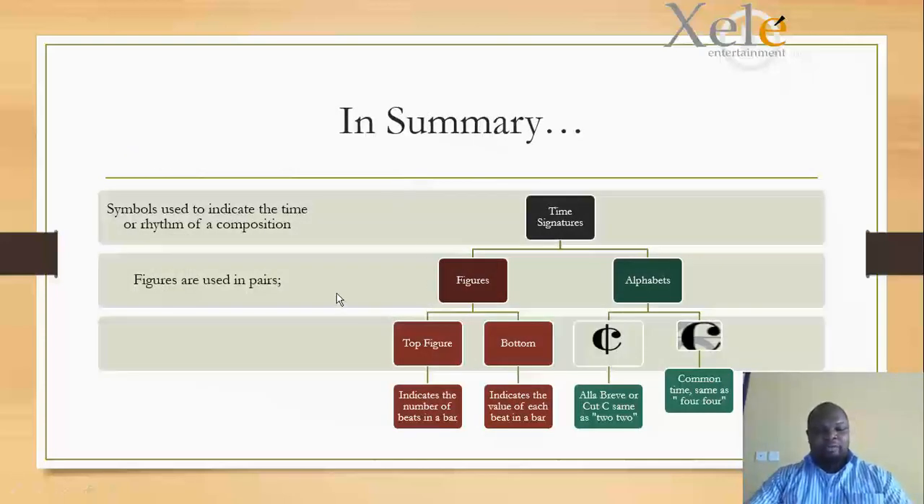In summary today, we have been able to take a look at time signatures. We see that time signatures can be expressed using figures or alphabets. When we have figures, usually one figure is written on top of the other. And for alphabets, usually we have the letter C or some variant of it. Here we have what is known as the cut time or the alla breve, and here we have what is known as the common time. What next we'll see, we'll take it up from here.